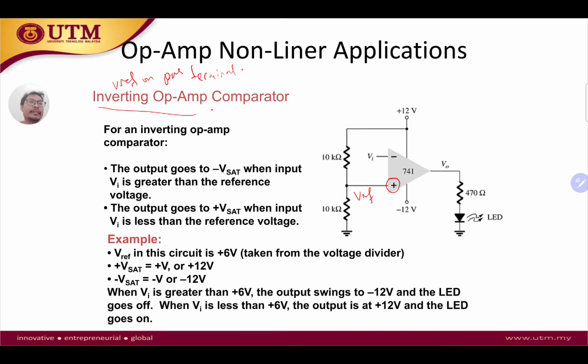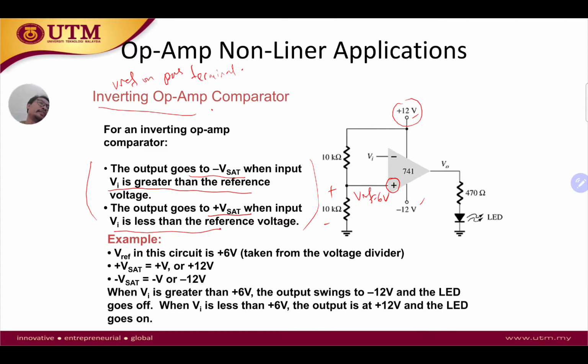In the inverting, the characteristic is a little bit different. For inverting, the output goes to negative Vsat when Vi is greater than the reference voltage, while the output goes to plus Vsat when the input is less than the reference voltage. Here we have 12 volt, and here is also 6 volt. Vref is also equal to 6 volt based on the voltage divider and the 12 volt that we saw in the previous slide.